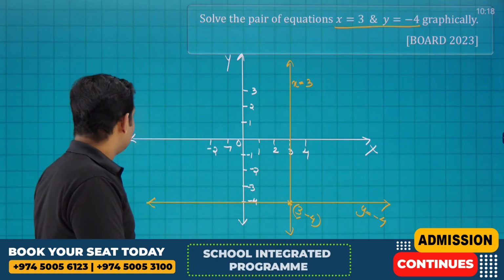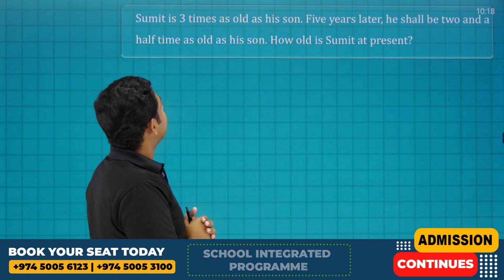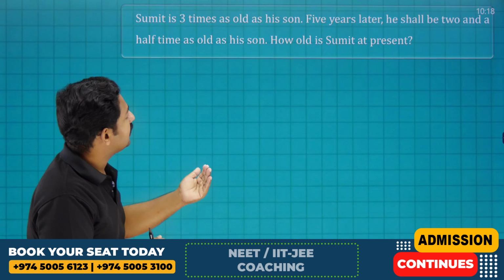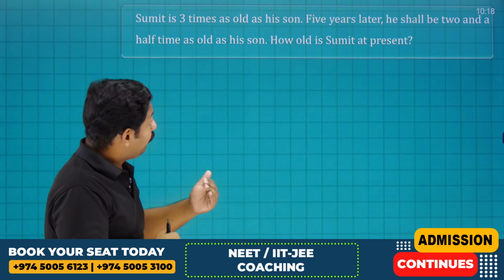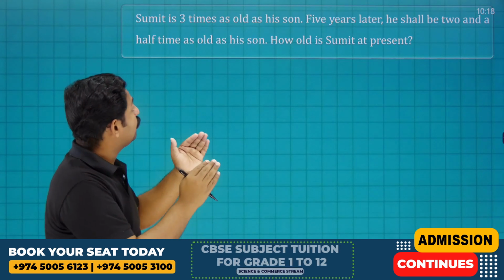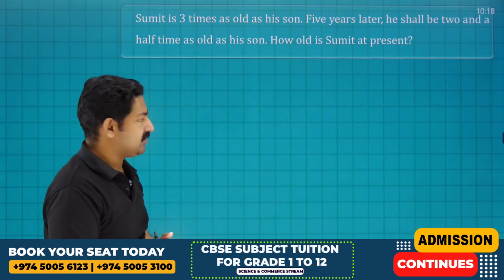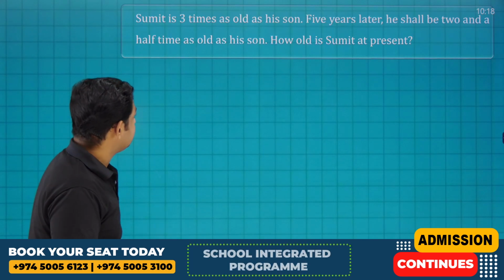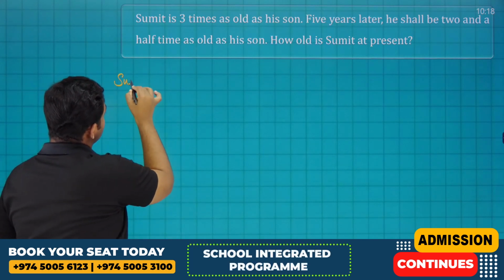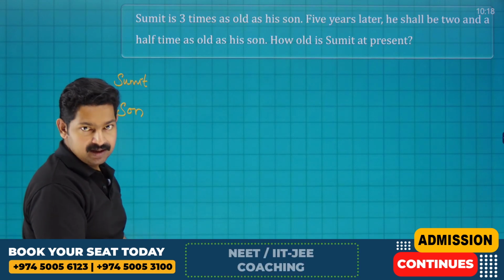So now we are moving to the next one. Next question you can see: Sumit is 3 times as old as his son. 5 years later, he shall be 2.5 times as old as his son. Now, how old is Sumit at present? So that's the question. A person is there, his name is Sumit, and his son is there, right?